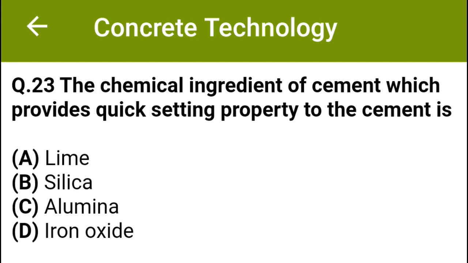The chemical ingredient of cement which provides quick setting property to the cement is: option A, lime, option B, silica, option C, alumina, option D, iron oxide. The correct answer is option C, alumina.